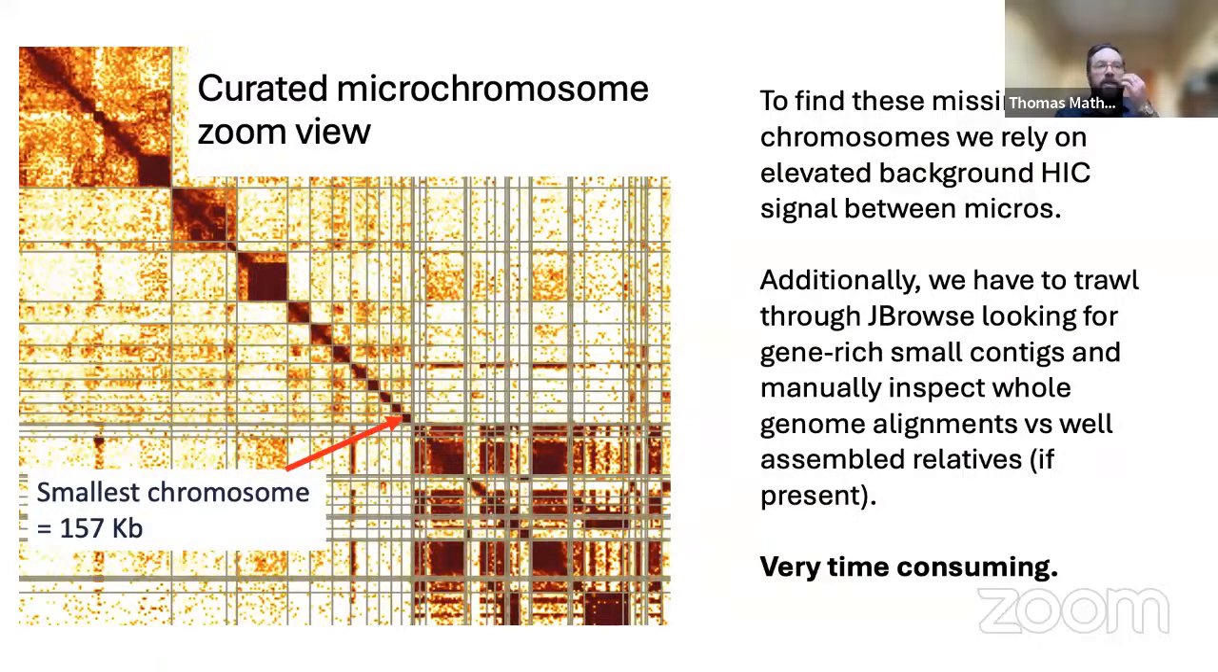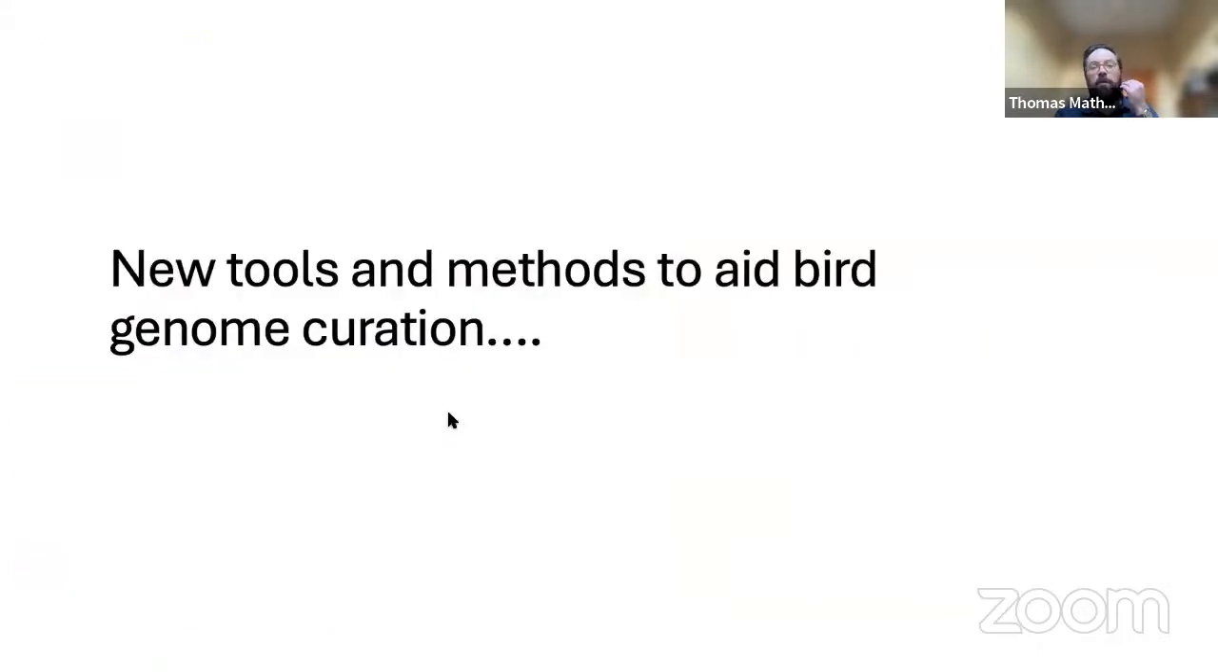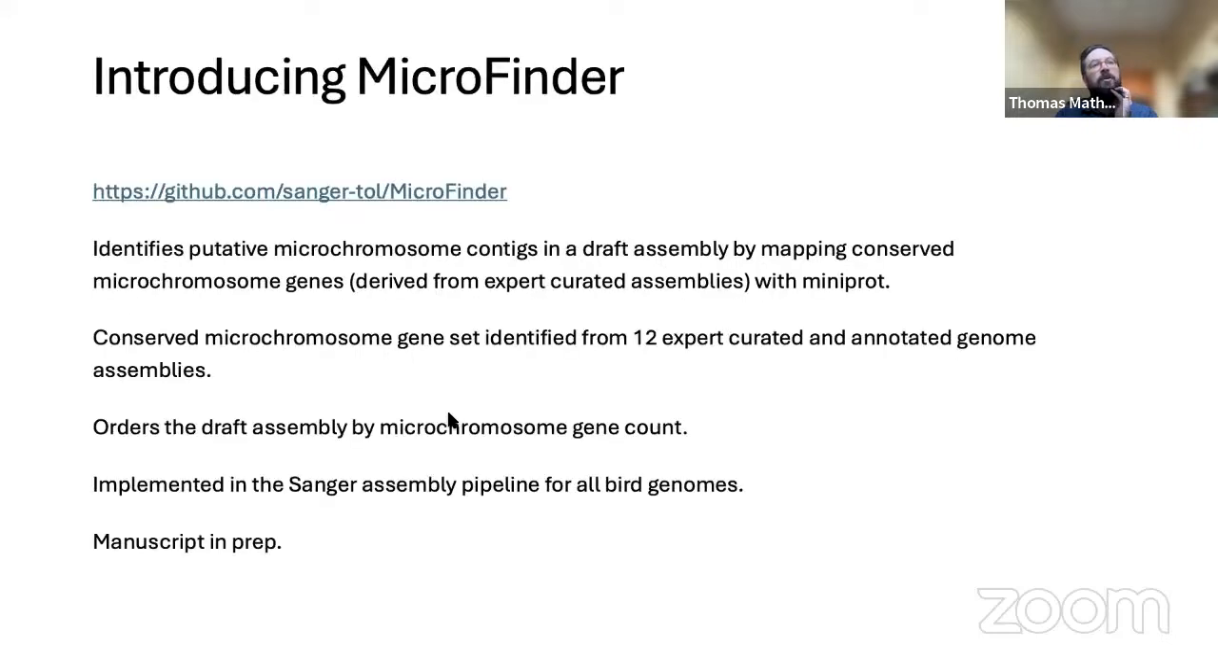And so what I've been doing recently is developing a couple of things, which I'm going to share for the workshop. So the first thing we've done is developed a tool called Microfinder. The idea of this program is that it takes a draft assembly of a bird and it uses miniprot to align a set of conserved microchromosome genes to the assembly.